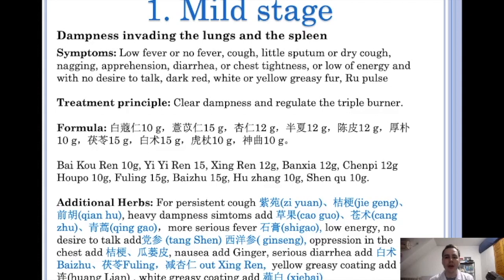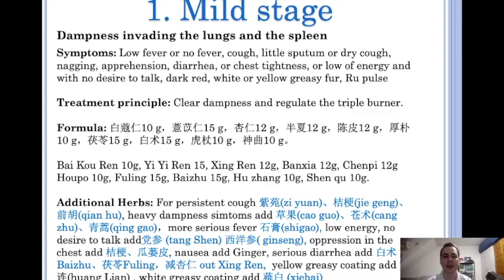What else? Low energy or chi deficiency, okay? And then these people usually don't want to talk, due to the deficiency of the spleen. Because the dampness is attacking the spleen, the spleen function is going to be affected, the function of creating chi, and then the patient is going to have deficiency of chi, and it is also affecting the lungs. So actually, that's why.